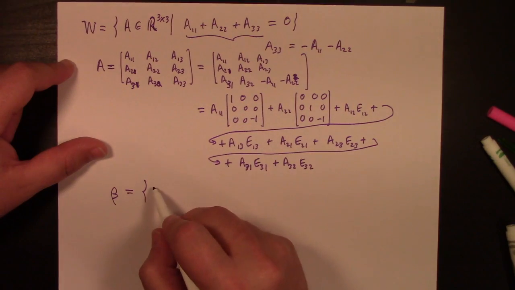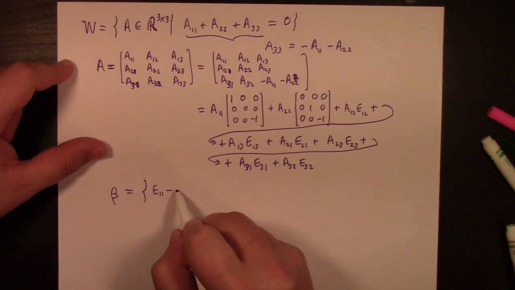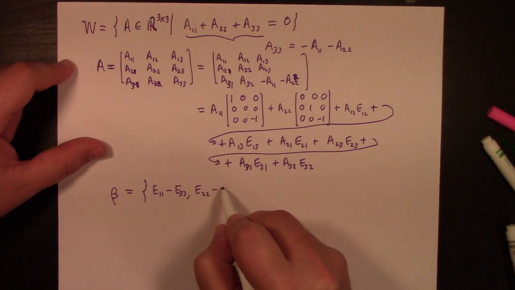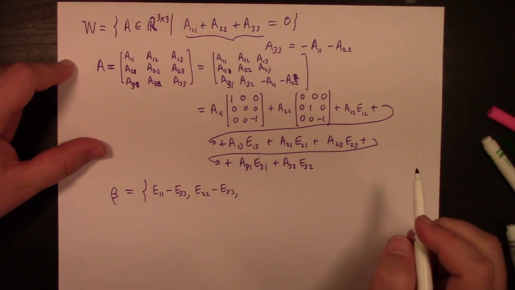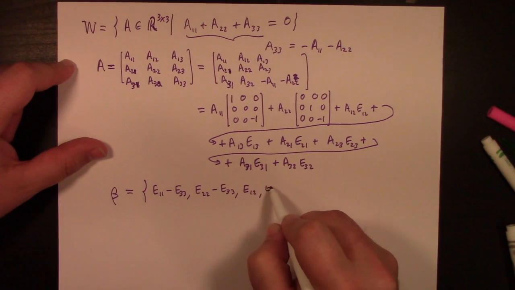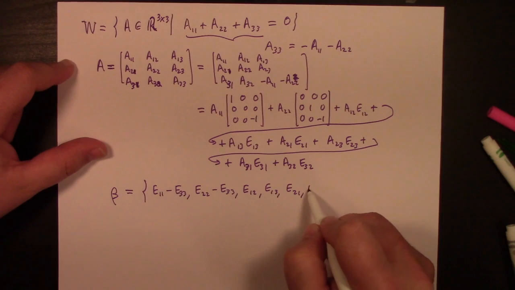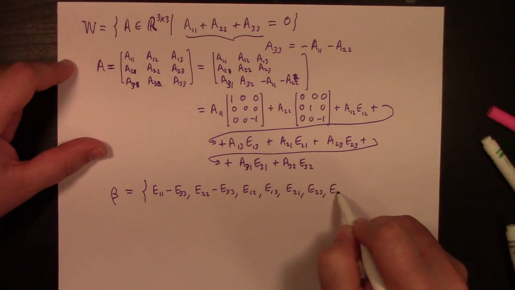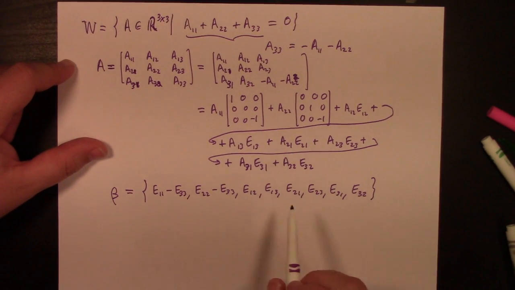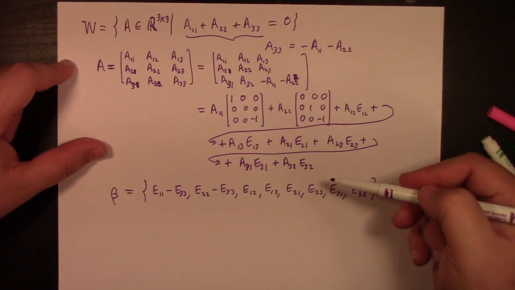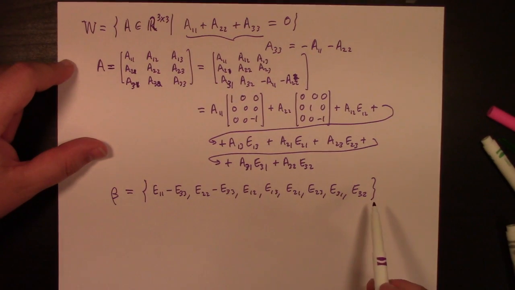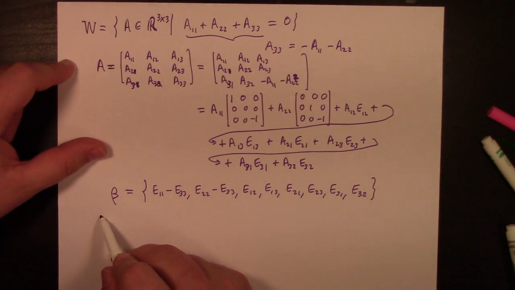So this can be rewritten as E11 minus E33, E22 minus E33, and then you've got the rest of them, E12, E13, E21, E23, E31, E32. All right, so it's clear that they span W from this calculation, right? Because I took an arbitrary thing in W, and I showed you that it's a linear combination of these 8 objects. So clearly, it's already clear.